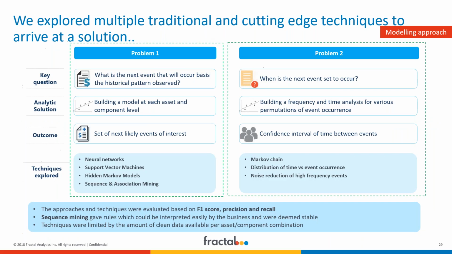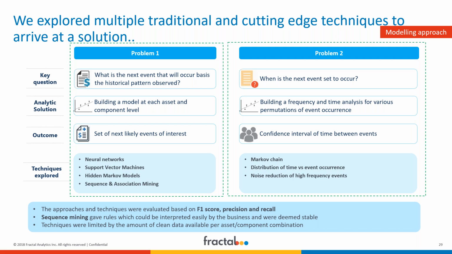But then the two problems that we solved. First problem was, what is the next event that will occur based on the historical pattern that we observed? So again, you want to predict. So we took the set of event sequences and now we have to predict the type of event. We tried a bunch of different things, including neural networks, support vector machines, hidden Markov models, and sequence association mining. And finally, we benchmarked all of this using F1 score, precision, and recall.